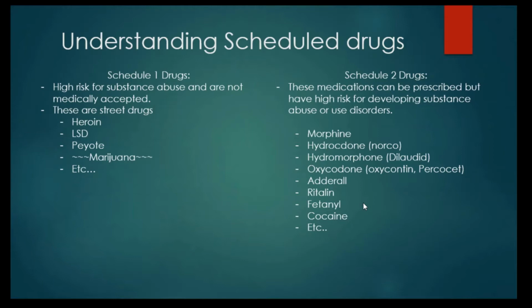Schedule 2 drugs are going to be medications that can be prescribed by a doctor, but they still have a high risk for developing substance abuse or use disorders. Drugs like this will include the majority of the pain relievers that are very strong, and ADHD medication. And cocaine is actually a Schedule 2 drug as well. It's used as a topical anesthetic and can be used during different kinds of surgeries.